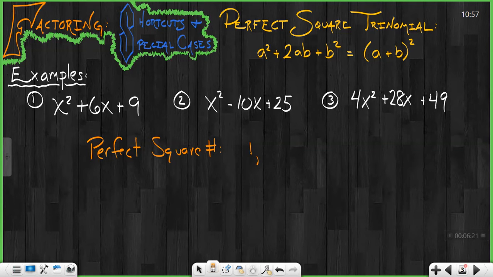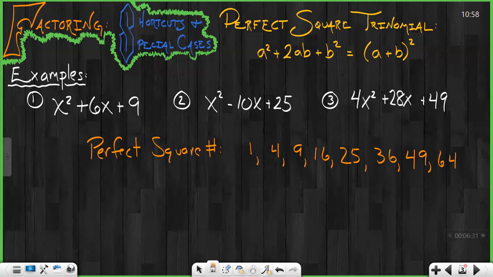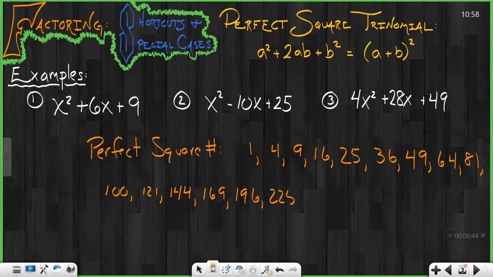would be examples of 1, 4, 9, 16, 25, 36, 49. Have you figured out the pattern yet? 81, 100, 121, 144, 169, 196, 225, 256, 289, 324, 361, 400. Those are the top 20.